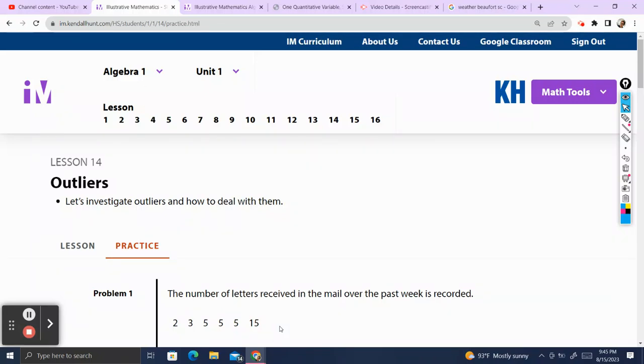Today we're going to be talking about Illustrative Math, Algebra 1, Unit 1, Lesson 14, Practice.